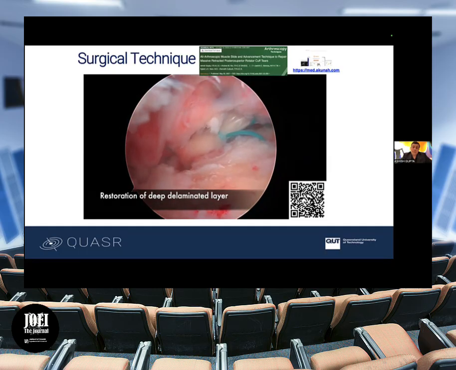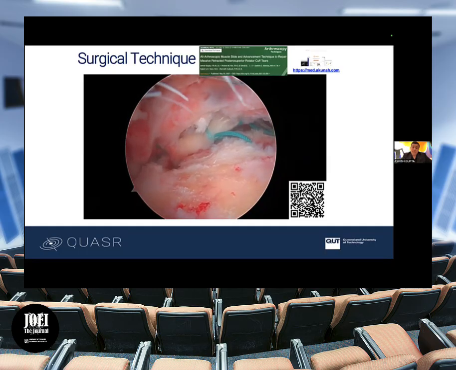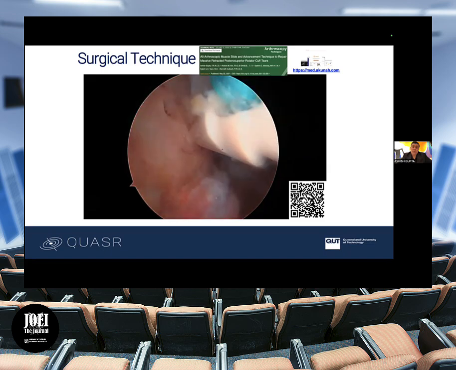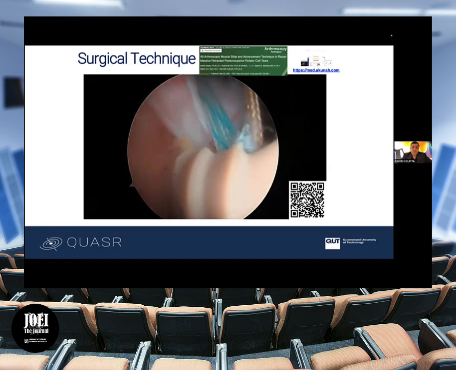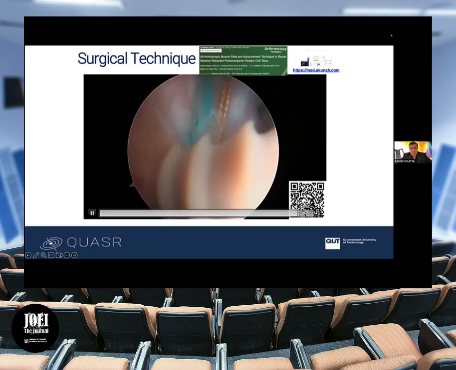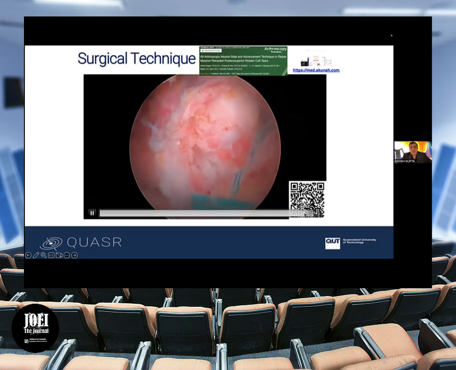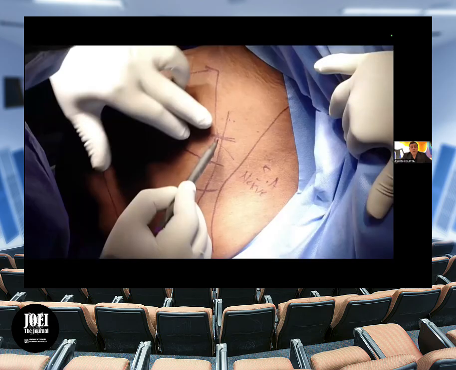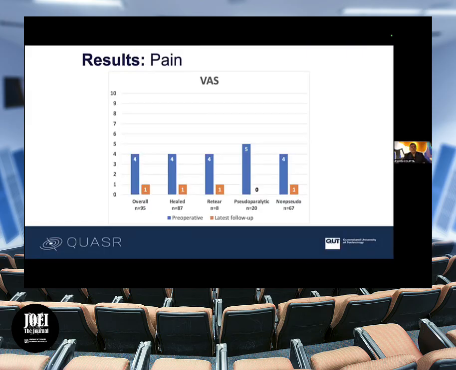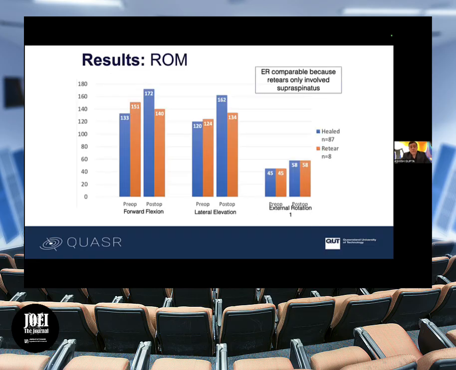So when we pull the deep delaminated layer down, we get a watertight closure, which is really important. And then, a lateral row repair is performed. So this is what it looks like for something which was deemed irreparable 90 minutes ago. I'm not going to show the open dissection. And so the results of these 100 patients was that we were able to achieve really good outcomes.